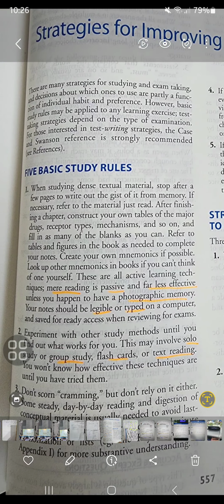So he said there are many strategies for studying and exam taking, and decisions about which ones to use are partly a function of individual habit and preference. However, basic study rules may be applied to any learning exercise. Test taking strategies depend on the type of examination. For those interested in test writing strategies, the Case and Swanson reference is strongly recommended. See references.